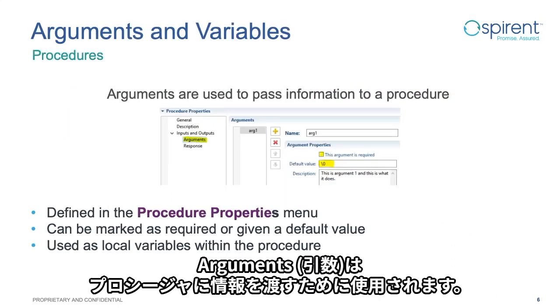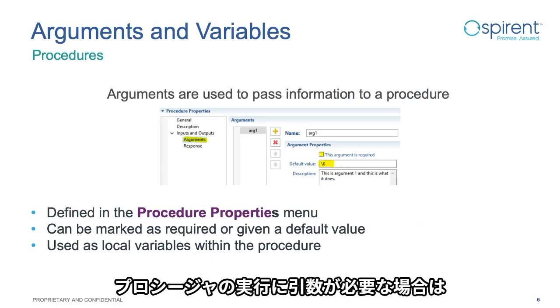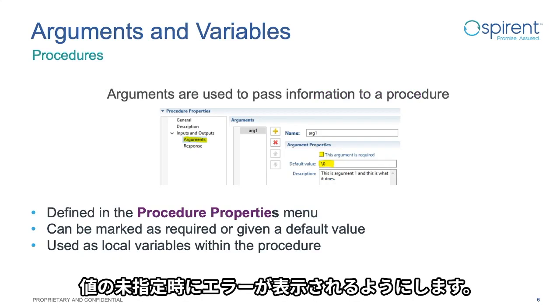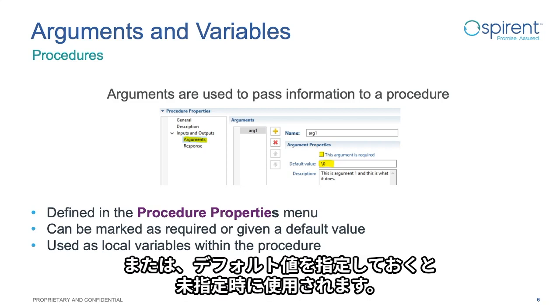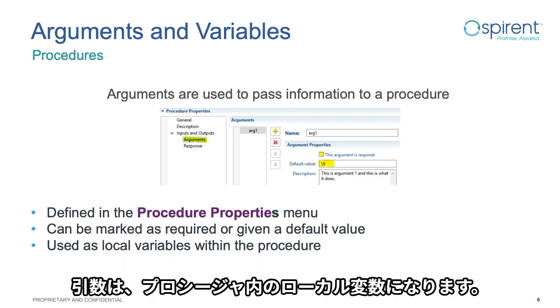Arguments are used to pass information to procedures. They are found in the Procedure Properties menu. If an argument is required for the procedure to run, check "This argument is required" so that an error is displayed if the user does not provide a value. Alternatively, you can specify a default value to be used if the user does not supply a value when they call the procedure. Arguments become local variables within the procedure.